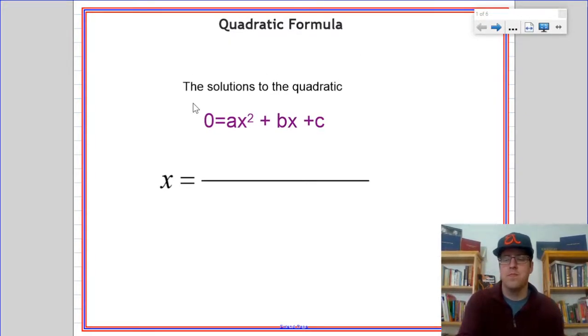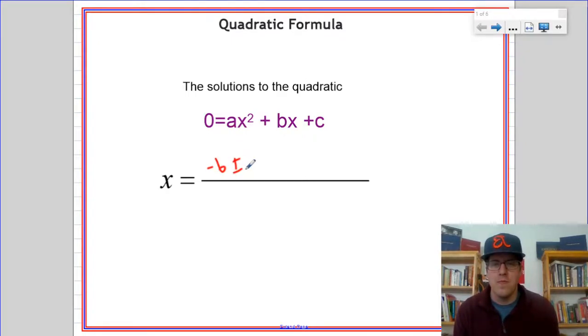X equals opposite b plus or minus the square root of b squared minus 4ac all over 2a. And if that one wasn't your favorite, here, try this one on first. X equals opposite b plus or minus the square root of b squared minus 4ac all over 2a.